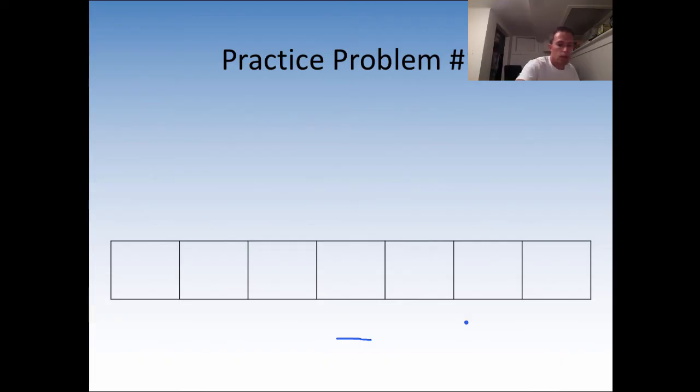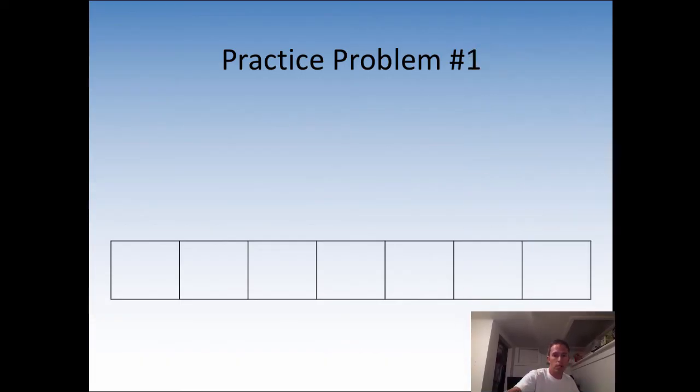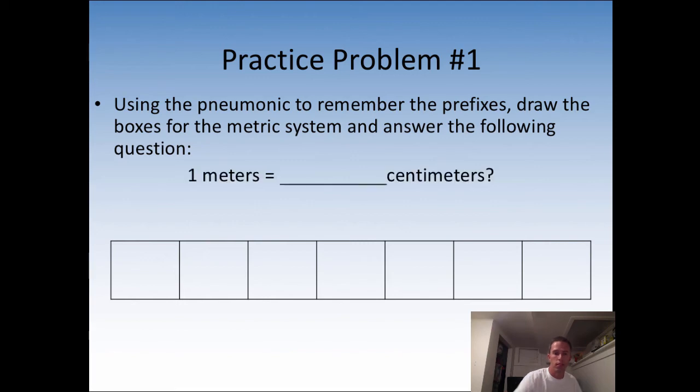So we're going to have a series of practice problems that I hope will help you kind of see this. It says, using the mnemonic to remember the prefixes, draw the boxes for the metric system and answer the question below. I've already drawn the boxes with the computer, but if it was you, I would draw the boxes first. There's 7 boxes across. And then just remember that mnemonic.